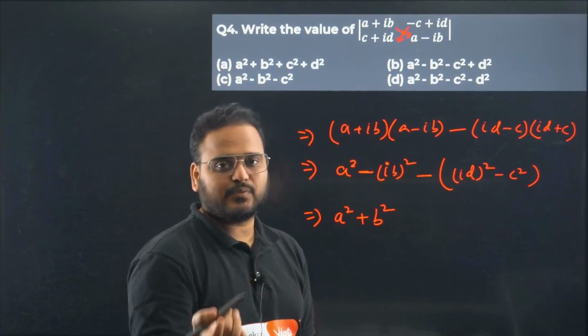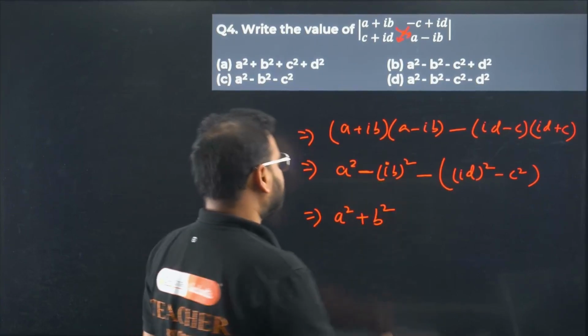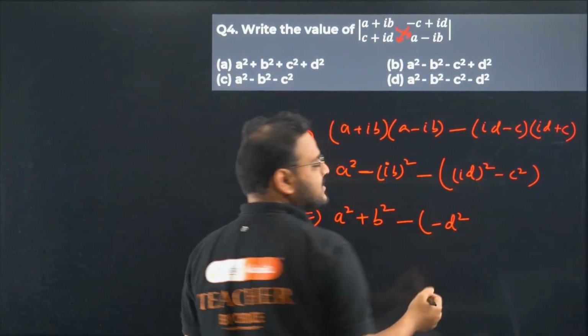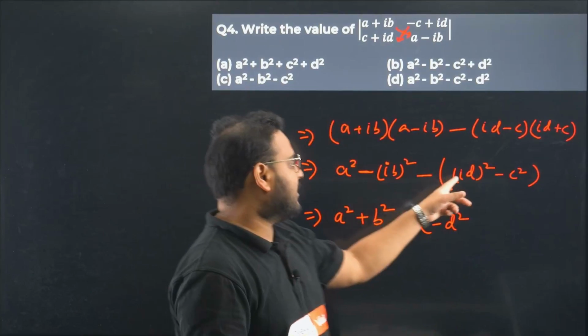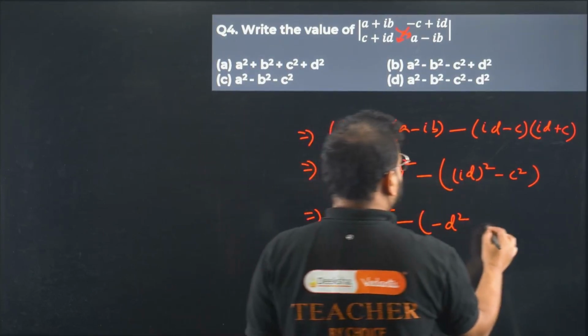I square is minus 1. With the minus sign over here outside, it will become plus 1. Okay, so plus b square. Comes again minus d square over here, because I square is negative. So we get I square d square, right? I square negative means minus d square. Over here we have simply c square.